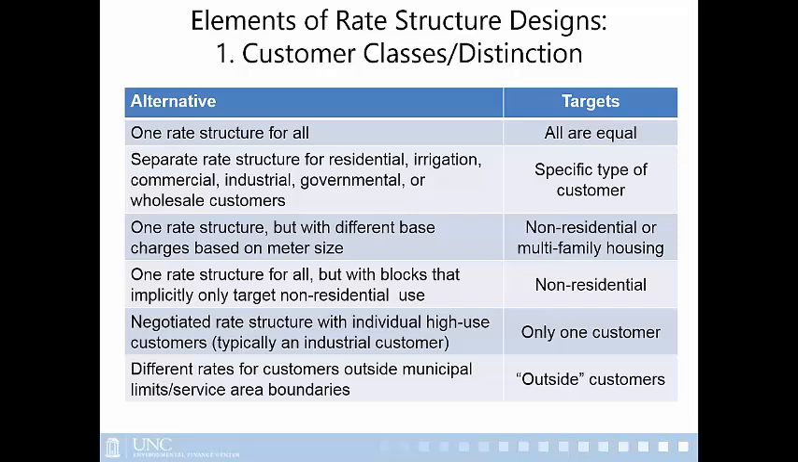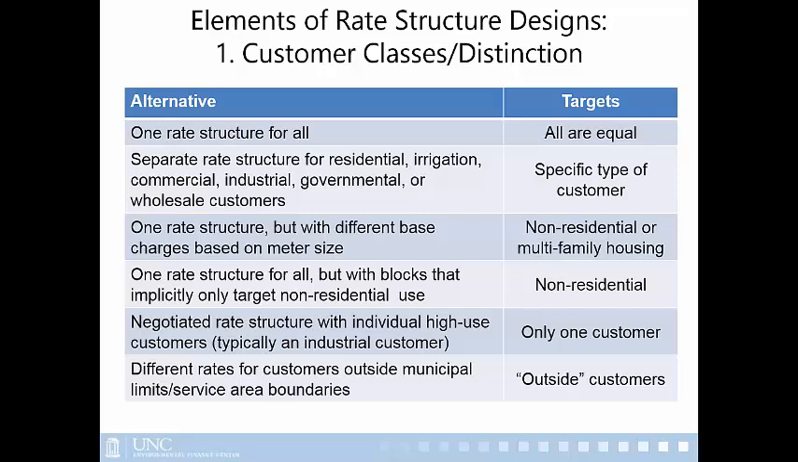One rate structure, but have different base charges based on the meter size. That seems to be very common as well, which means I'll charge everybody the same volumetric rates. I'll charge 5/8" meters $35 a month. I'll charge 1" meters $50 a month. I'll charge 2" meters $100 a month for a base charge. And the volumetric just applies to all. So by doing that, you're really targeting the non-residential and the multifamily housing customers because of their larger meter size and the greater peaking demands on your system. One rate structure for all, but the blocks implicitly target non-residential use. I'll explain that in another example, another slide. You can also negotiate.